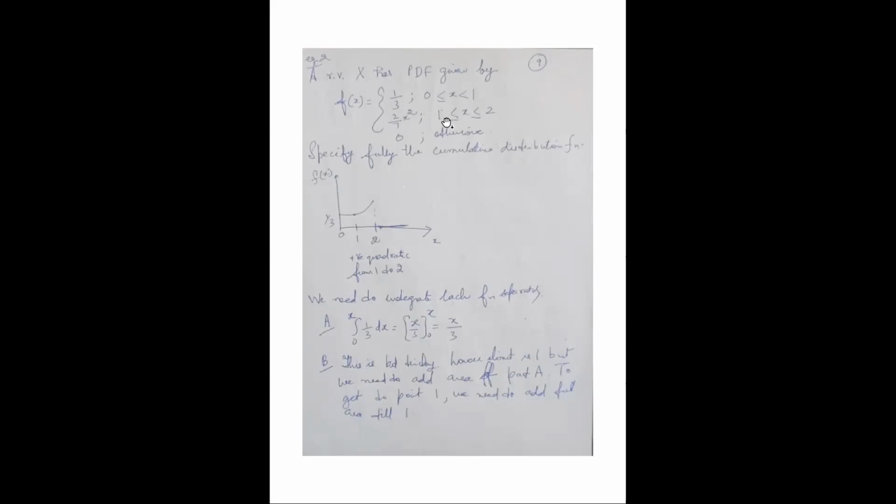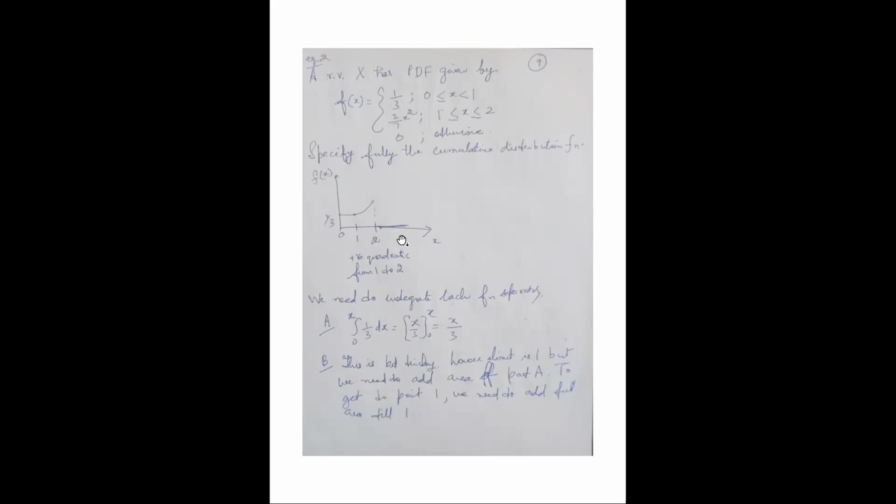And from 1 to 2, it is a quadratic equation. So it's a kind of a parabola. So from 1 to 2, it will be a kind of polynomial. It's a parabola. It's a quadratic equation. All right. And beyond 2, it is 0. So this is my probability density function.